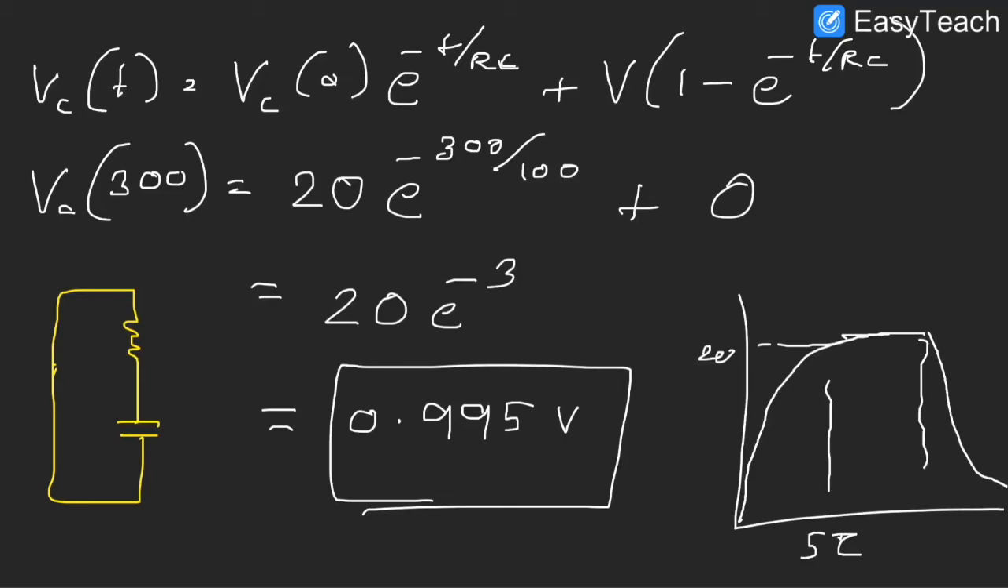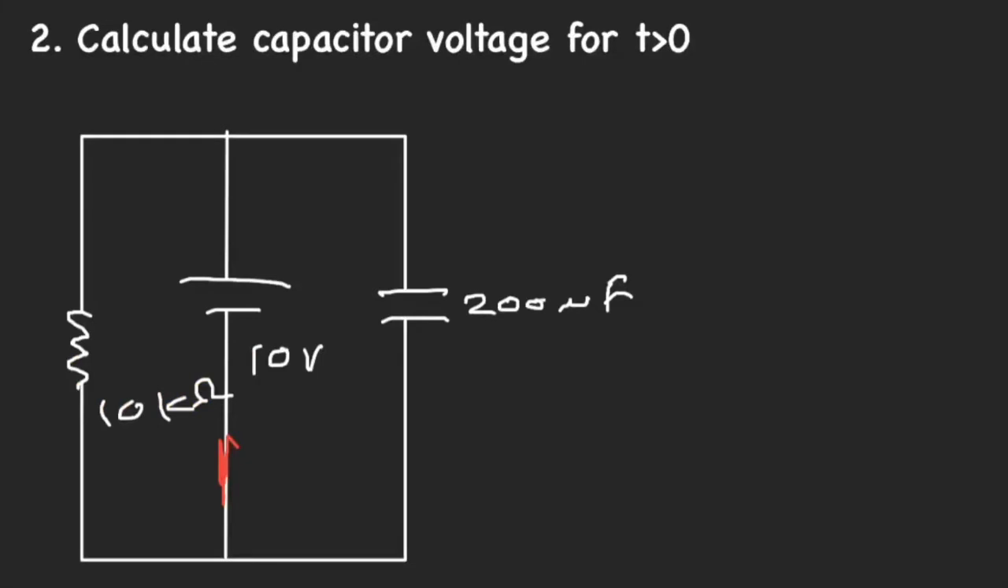So once the switch is flipped, this is your time 0, and at 300 seconds it's going to be 1 volt right here. So it drops from 20 to 1 volt. That probably gives you an idea: if you have a capacitor in the circuit, when the switch flips, after 300 seconds it goes from 20 to 1. Right, let's move to the next problem.